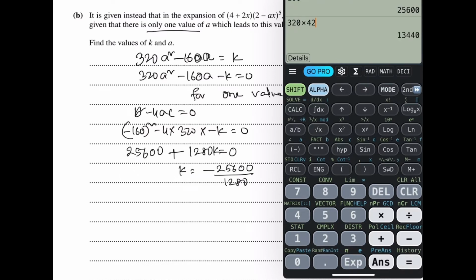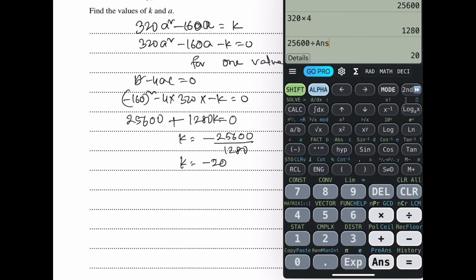That means 25600 divided by 1280, the answer is 20. So k equals minus 20. Let me use this value in the equation 1 to find out the values of a. 320a squared minus 160a plus 20 equals 0.